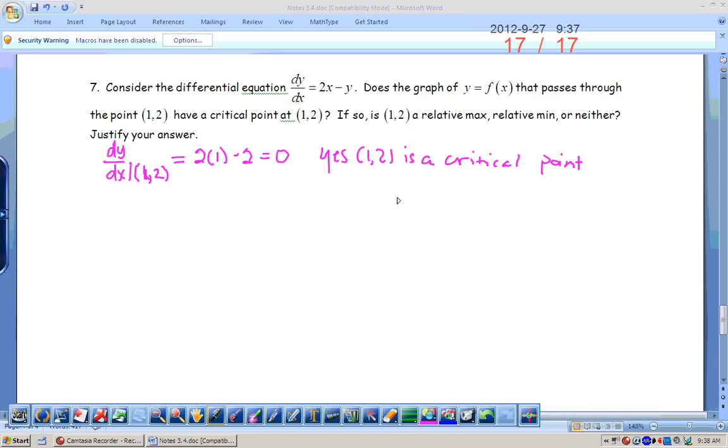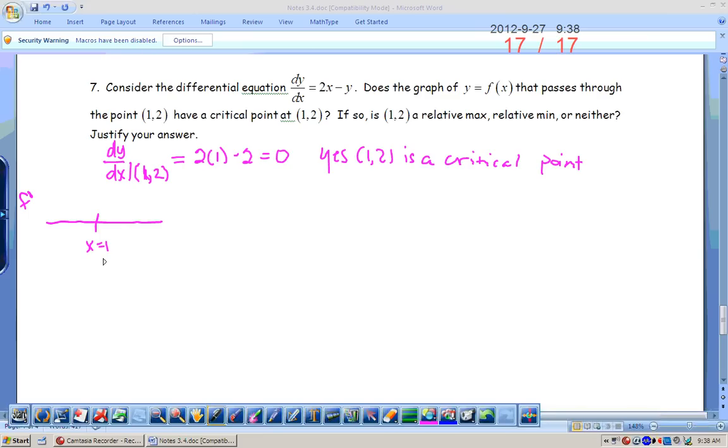Okay, so since (1, 2) is a critical point, I have the opportunity for this to be a minimum or a maximum. It doesn't have to be a min or a max, but I definitely have that possibility. Now, in the last section, the way that we would determine if a point was a minimum or a maximum is we would make a number line with f prime and determine whether at x equals 1 my first derivative was changing from positive to negative or negative to positive.